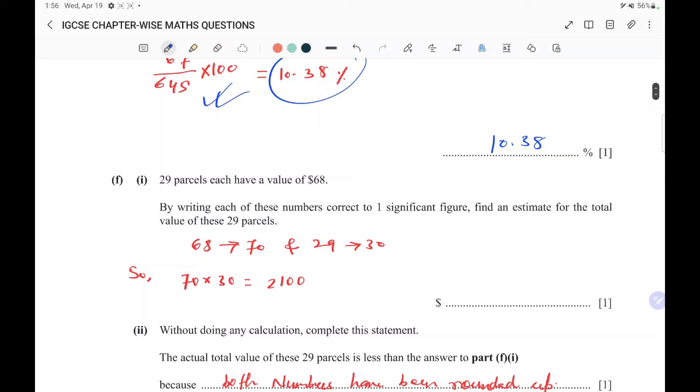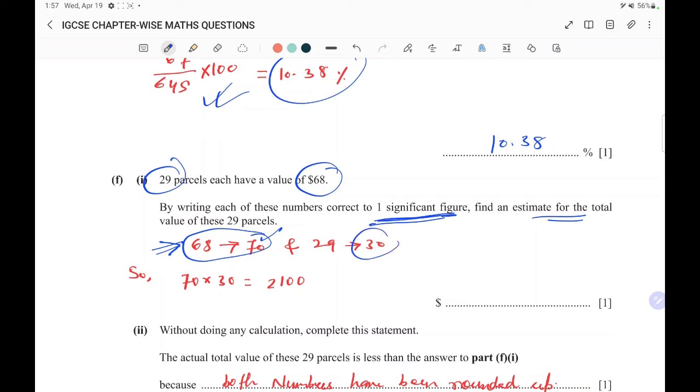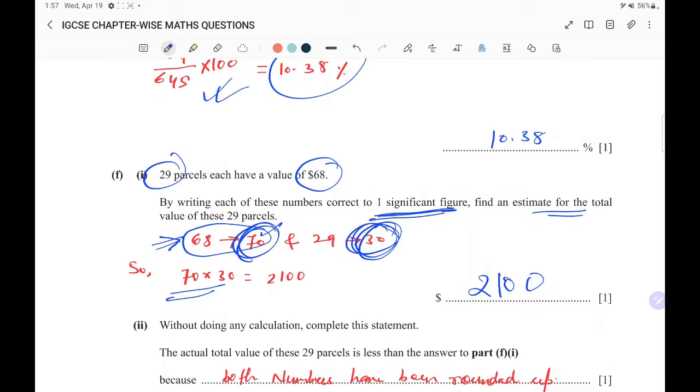Now F part says 29 parcels each have value $68. By writing each of these numbers correct to one significant figure, find an estimate for the total value of these 29 parcels. So first of all, we have to convert 68 in terms of one significant figure, that will be 70. And 29 in terms of one significant figure will be 30. So right now we have values 70 and 30, and we just need to multiply these two. 70 times 30 is 2100.